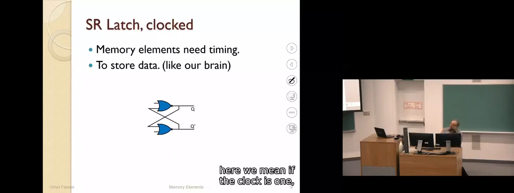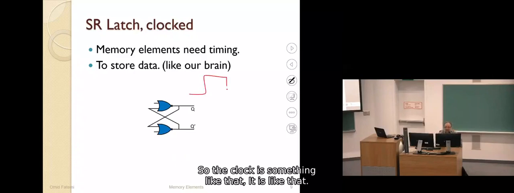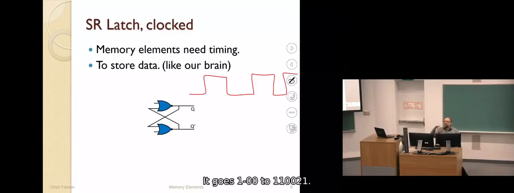With clock here, we mean if the clock is 1, then it works. When clock is 0, it doesn't. The clock goes from 1 to 0, 0 to 1, 1 to 0, 0 to 1. When the clock is 1, we want the circuit to work. This is the timing we were talking about. When the clock is 0, we don't want anything to happen. So how do we do that?